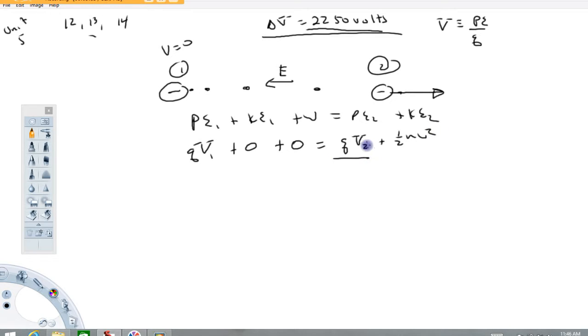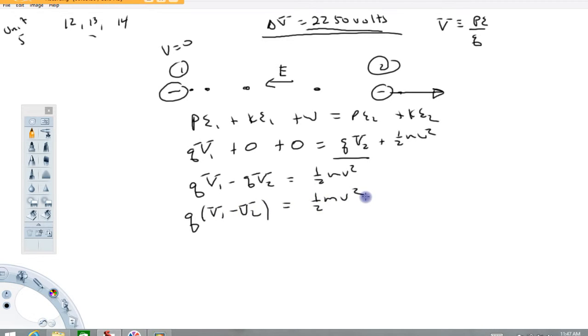If we take this term and move it to the left, this is going to read charge times potential 1 minus charge times potential 2 equals 1/2 mv squared. This charge can be factored out. Now, I know in this class we've not done a lot of examples like this. This is kind of a crash course really in physics. This final equation really kind of tells the story.